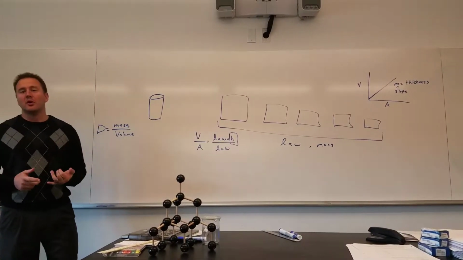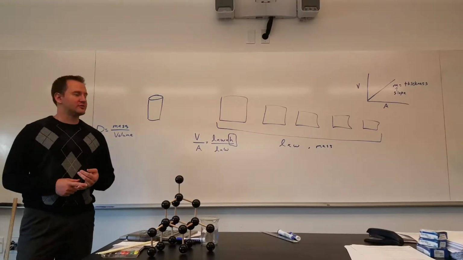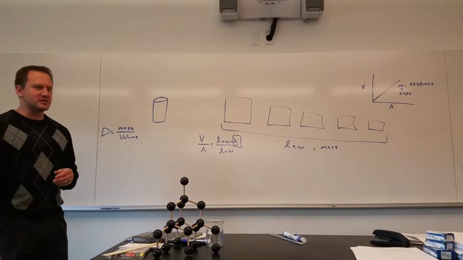Since it's a cylinder, one way you could determine it would be with water displacement. The other way you could do it is just by using a ruler. But I want you to think about which of those two ways is going to give you the greatest uncertainty.